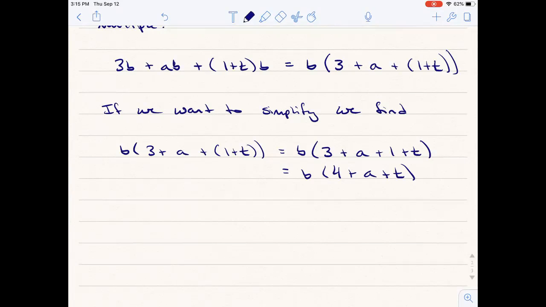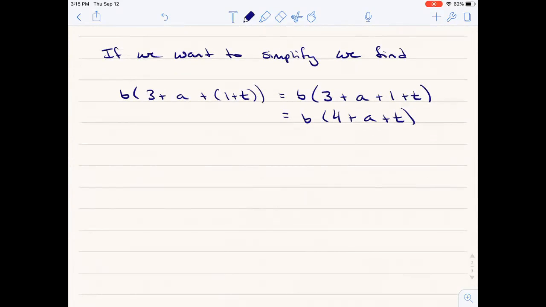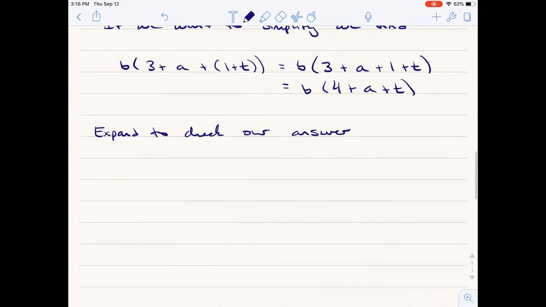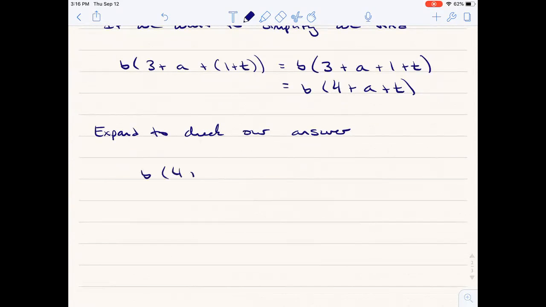So that's still factored. Okay. What if we wanted to, so we get to this point and now we want to expand to check it, right? So expand to check our answer. So b times 4 plus a plus t, we want to know if that's the same. So I'll put a question mark over our equal sign. Does that equal 3b plus ab plus 1 plus tb?